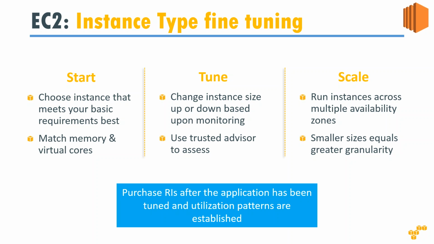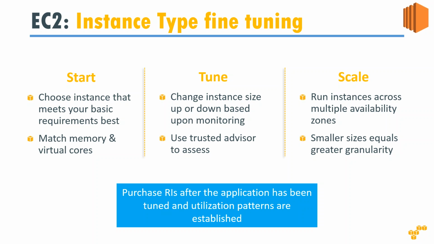And this is the most important thing you need to remember. Purchase your reserved instances after the application has been fine tuned and the utilization patterns are established. Don't just start buying reserved instances, because you are going to run them for 3 years, and when you buy reserved instances you also choose an instance type. If you buy, let us say, M4, which is a general purpose one, and you find that CPU is a constraint and you should have bought C4 instances for 2 years, then that is going to incur additional cost.